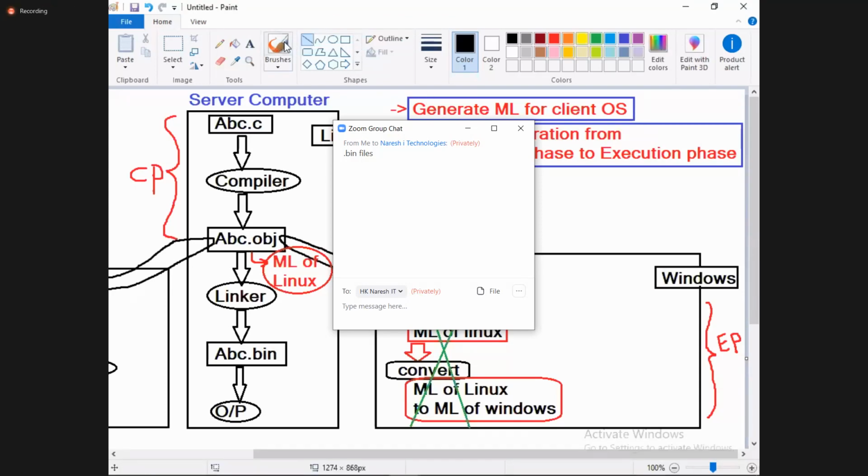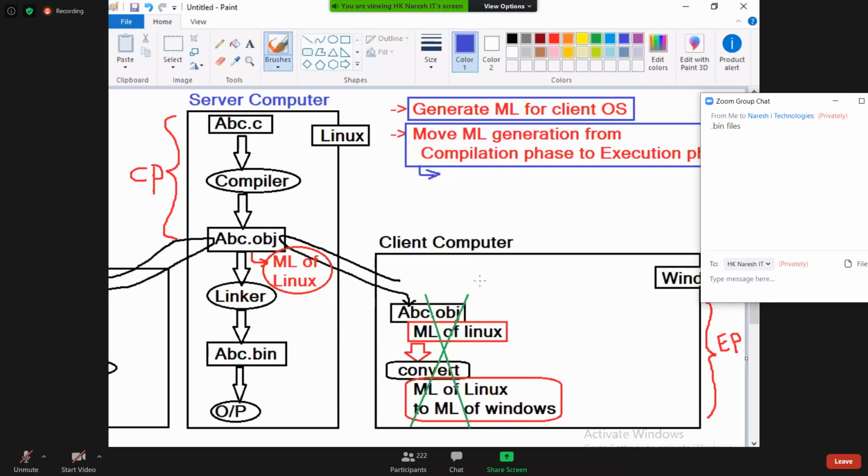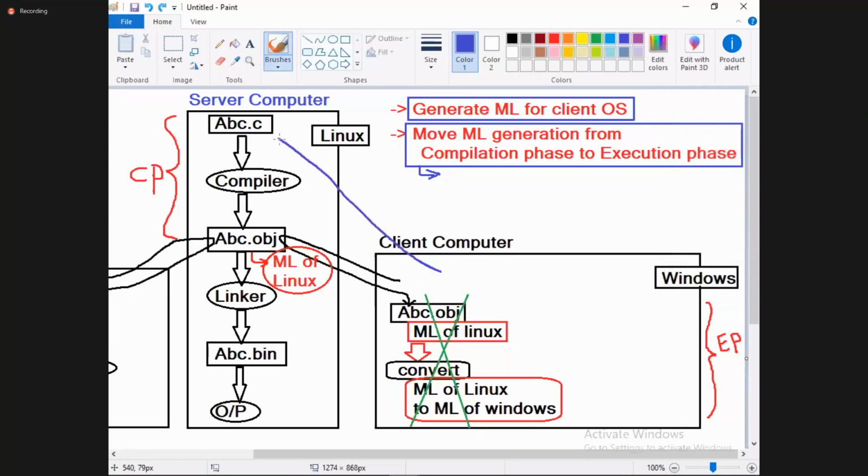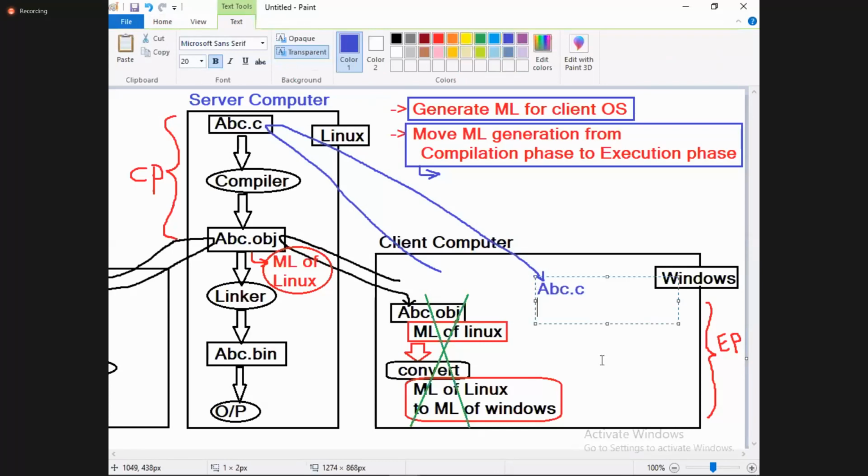Now, second option. You download the abc.c file. Excellent, wonderful. Then the abc.c file is downloaded. Give that abc.c file to whom? To the compiler. If we give the abc.c file to the compiler software, now running in which operating system? Windows. Then the Windows operating system machine language it will generate, right? The abc.exe file will come.